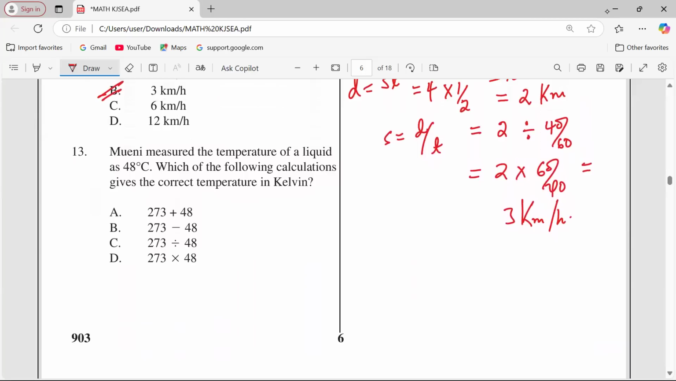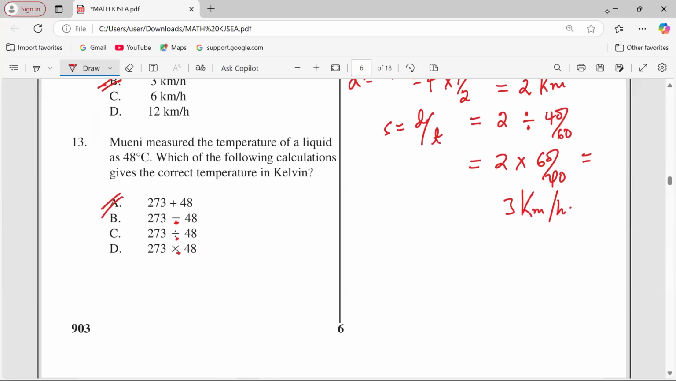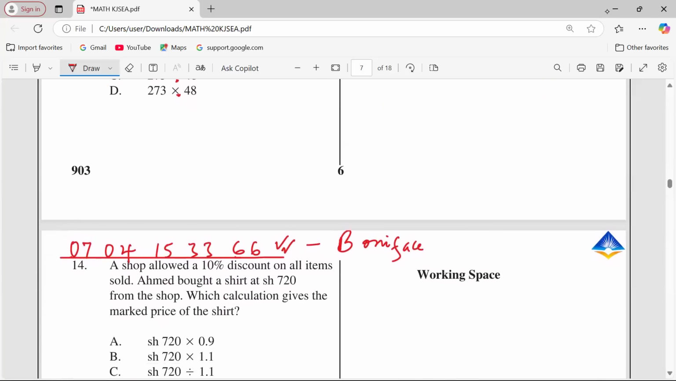Number 13. When measured, the temperature of a liquid is 48. Which of the following calculations gives the correct temperature in Kelvin? So to convert temperature from the degrees Celsius scale to the Kelvin scale, we just add 273 units. Therefore, according to the expressions provided here, we don't subtract, we don't multiply, we don't divide. Therefore, A is our most appropriate choice.